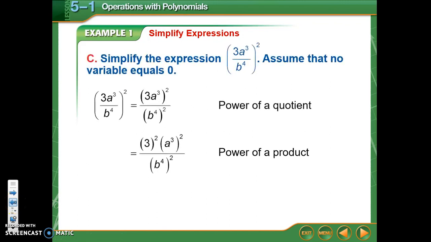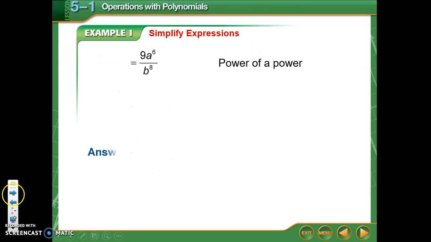And then I simplify. So going back here just to look, 3 squared is 9, right? A cubed squared is a to the 6th, and b to the 4th squared is b to the 8th. So that gives me my final answer.